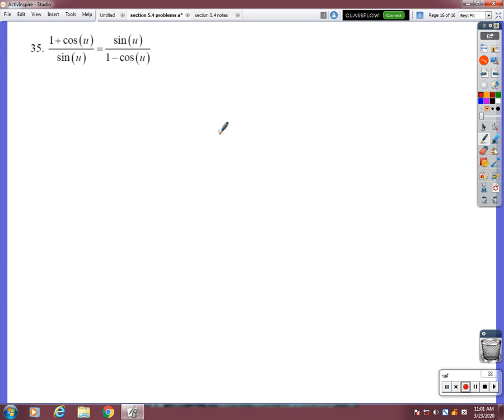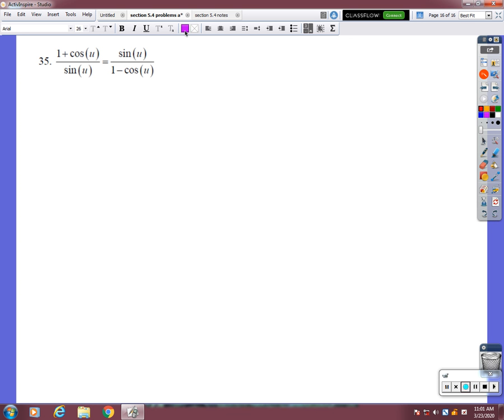Okay, last one. Oh, this is an easy one. I got two fractions equal to each other. My problem-solving strategy for that is to cross multiply. Let's go with the grossest color I can find. How about this? Super pale green.